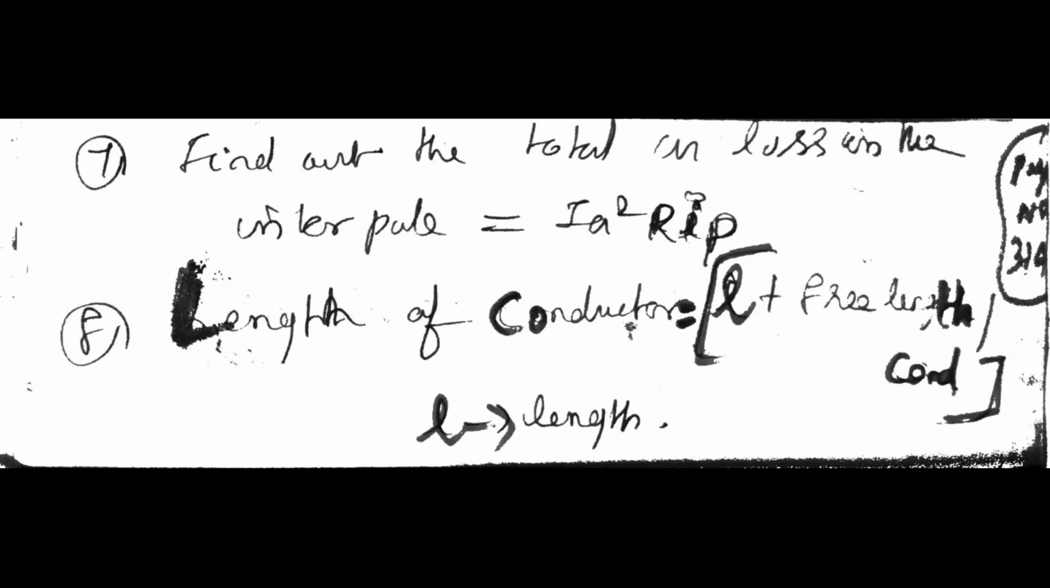Design of interpole winding. Step 7, find out the total copper losses in the interpole, which is equal to IA squared RIP. Eighth step, length of conductor is equal to L plus free length per conductor, where L is the length.